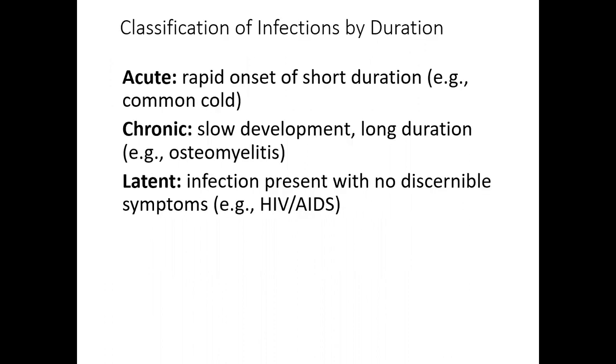And then we have classifications of infection by duration. Is it an acute infection, did it have a rapid onset, but it only lasts a short time like the common cold? Is it a chronic infection like an abscess that develops slowly and lasts for weeks or months or years? Some chronic infections have relapsing fevers and they reoccur after periods of remission. And then we have latent infections that cause no symptoms for periods of time, even decades, like tuberculosis or HIV.